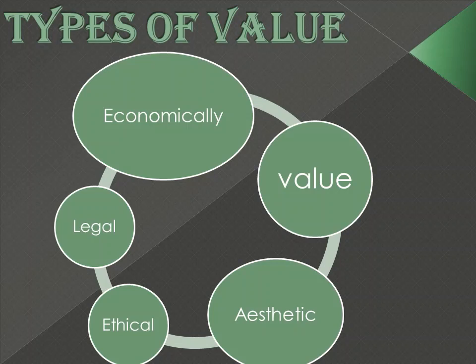Now our next type is legal value. Resources like air, water, land, etc. are an essential part of life. Thus, it becomes our responsibility to protect them from pollution. We are not going to learn about these things in detail, but I am just giving you a short recap. Next one is ethical value. Ethical value of resources indicates that we should protect our flora and fauna from intensive cutting of trees and killing of wildlife.